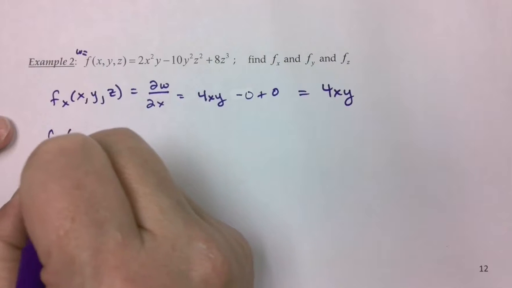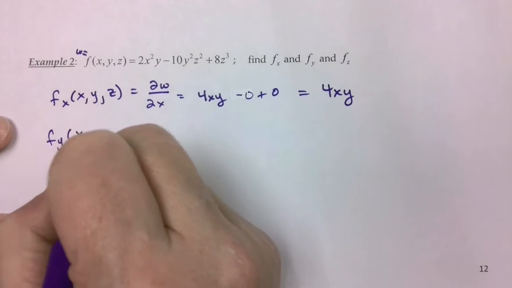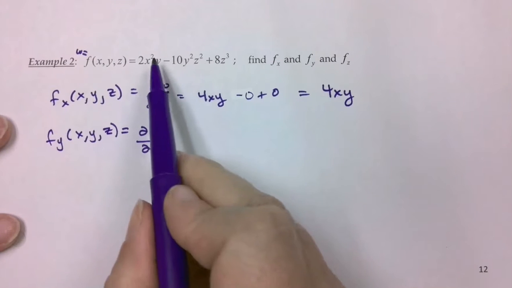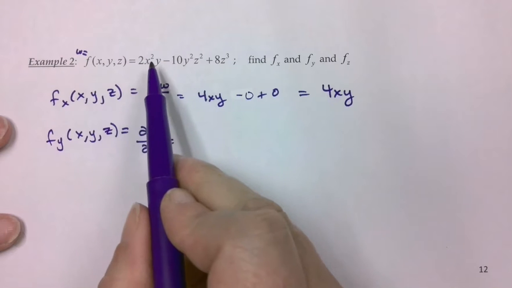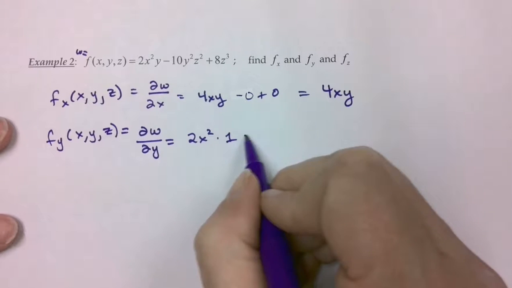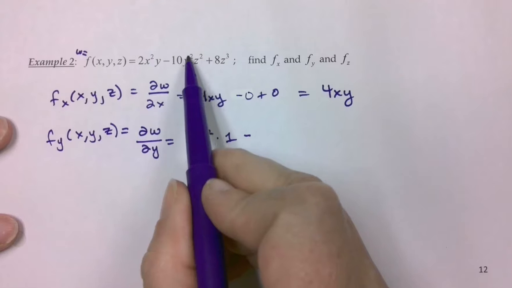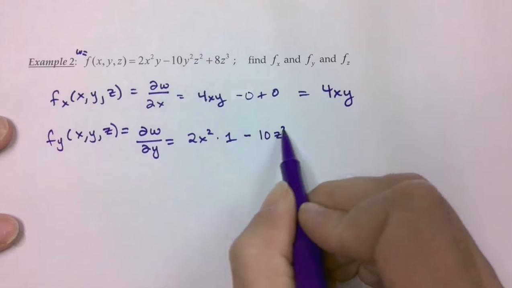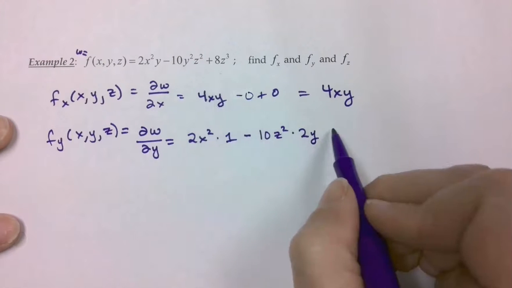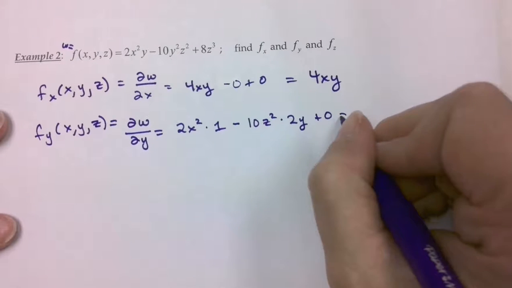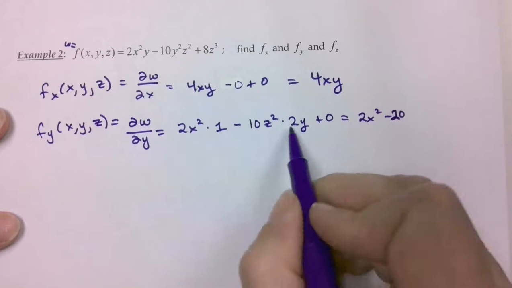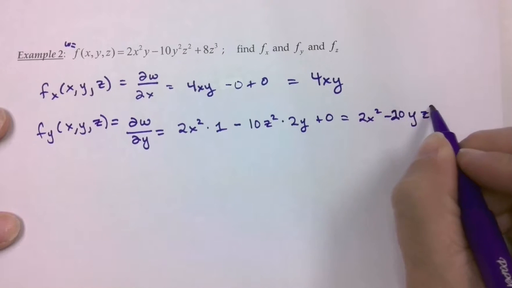All right, now what about y? The derivative of this function w with respect to y. Okay, on the first bit, this part up here is constant. So I'm just going to write 2x squared, and the derivative of y is 1, minus, all right, this will be 10z squared, because the 10 and the z squared are constant, and then the derivative of the y squared would be 2y, and then the last bit has no y in it, so the derivative of that would be 0. So that means it's 2x squared minus 10, oh no, minus 20. Sorry, there's a 2 there. 2 times 10 is 20yz squared.